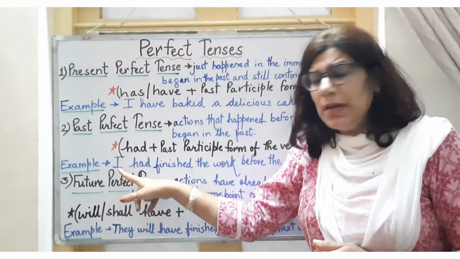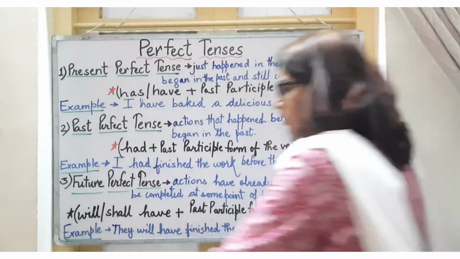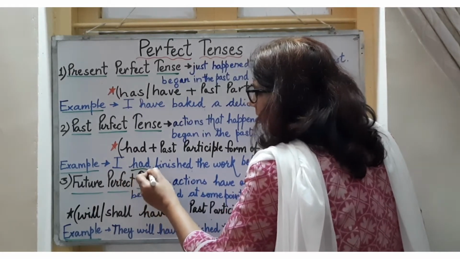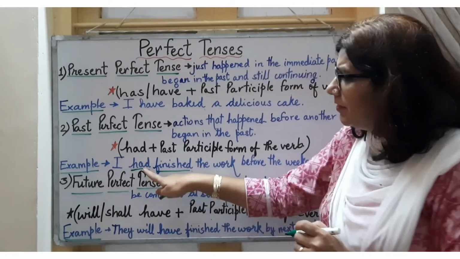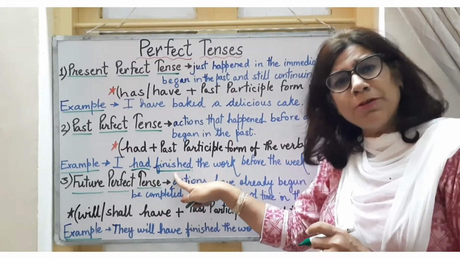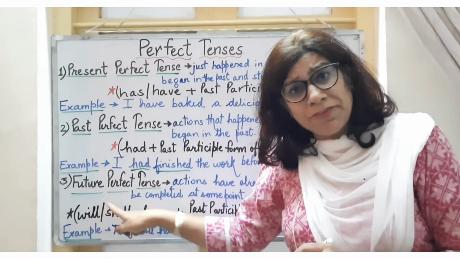Look at the example. I had finished the work before the weekend. So what did I do here? I have used had and finished. Here had I have used according to the rule, and finished is the past participle form of the verb I have used.